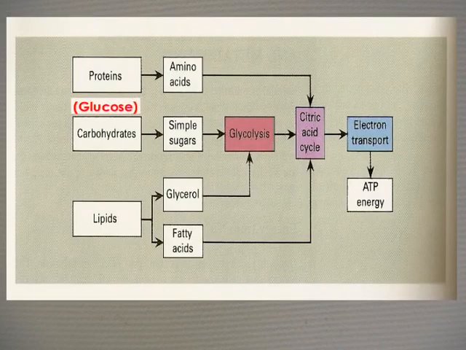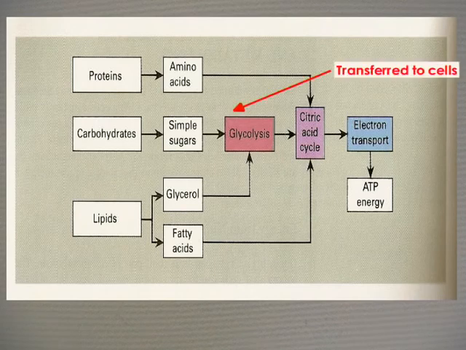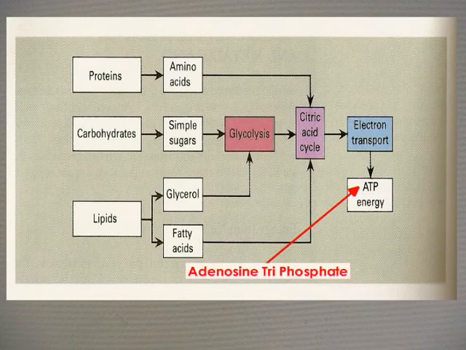Glucose is broken down in the muscles and liver to glycogen. Glycogen is transferred to our cells and stored in the form of long glucose chains or polymers called glycogen, or used immediately as ATP or adenosine triphosphate.